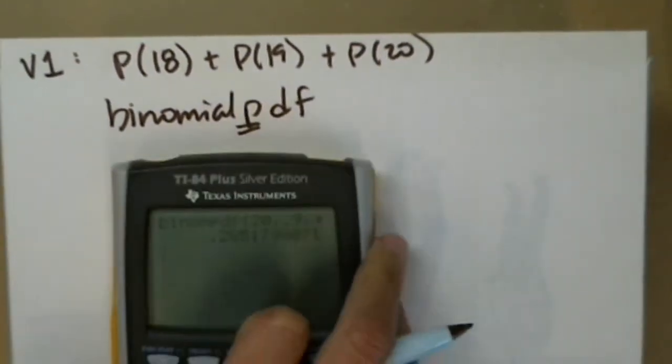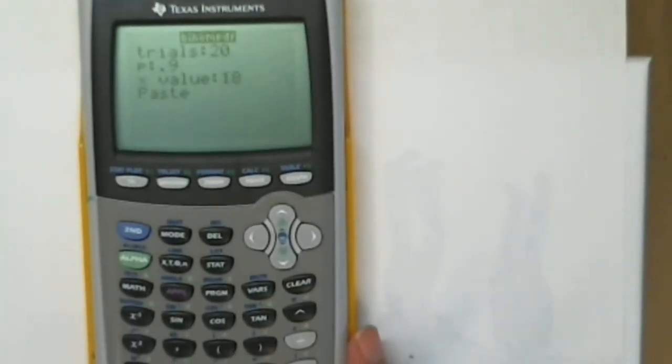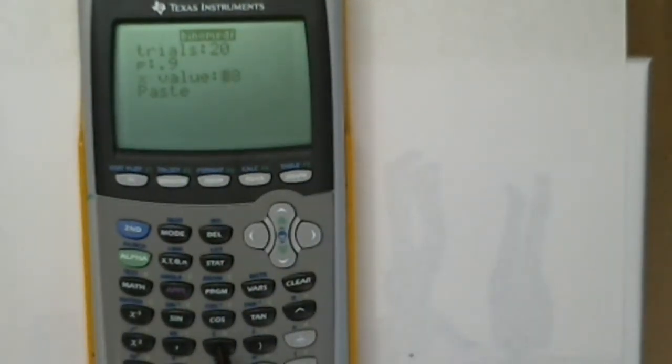Okay, on my calculator, here's what it looks like. I'm going to clear this. Second distribution, binomial, I'm going to arrow up. PDF is the first one. 20, 19, X value. Instead of putting in 18, I'm going to put in a set of values. Believe me, this is worth a trick.